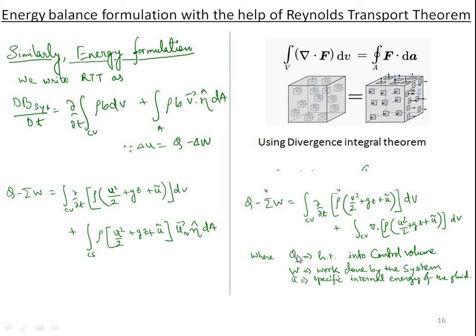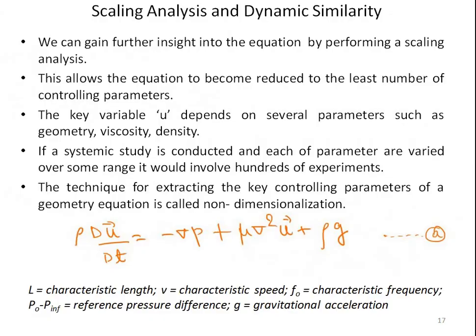Q is the heat transfer into the control volume. W is the work done by the system. U is the specific internal energy of the fluid. So we replace this and come to this kind of equation. We can solve further, and we get our basic energy equation.